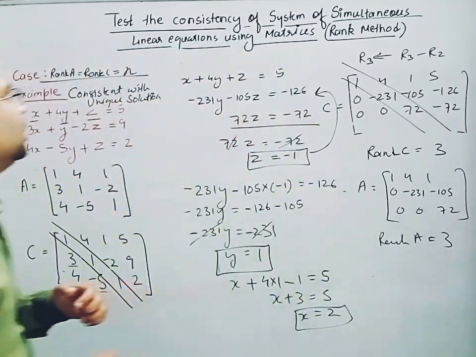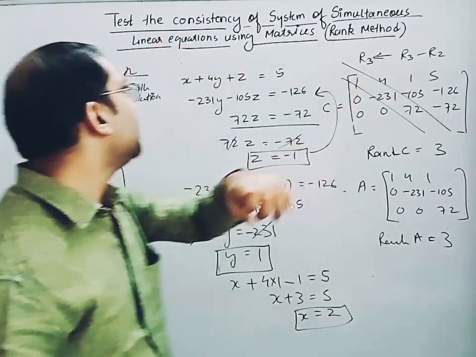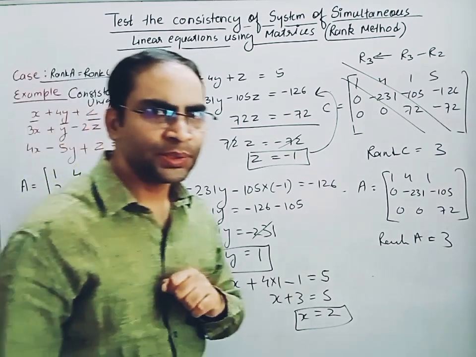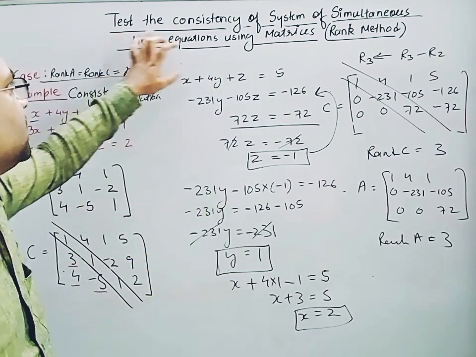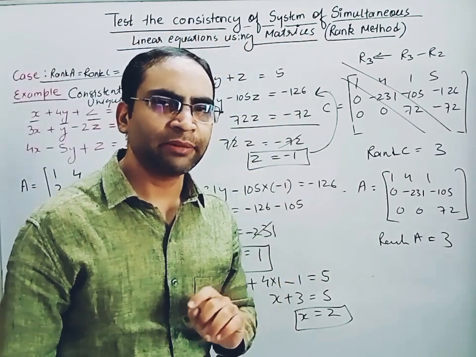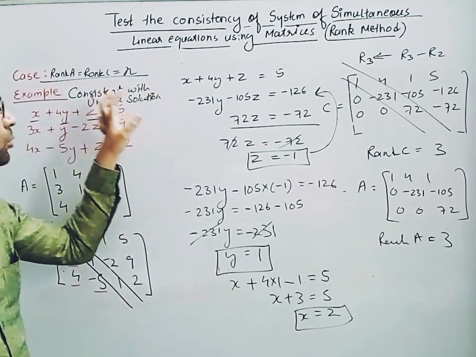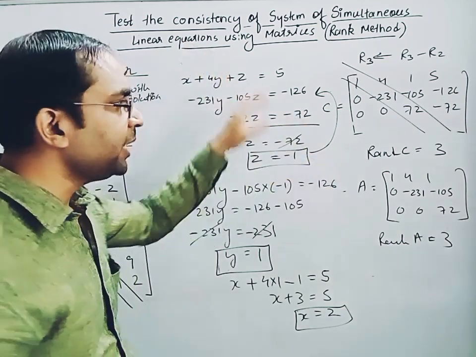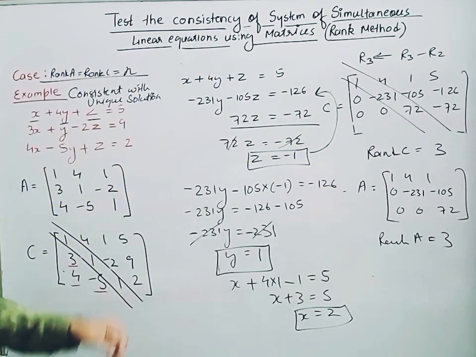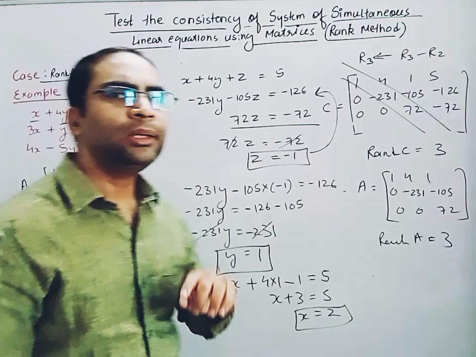Let us continue the consistency test for the system of simultaneous linear equations. In the previous two lectures, we had already seen what are the cases for the consistency of system of simultaneous linear equations. There were three cases, and in the previous lecture, we had solved the first case where the system of equation was consistent with unique solution, and we had already solved it. So let's talk about the case number 2, where the system will be consistent but with many solutions.